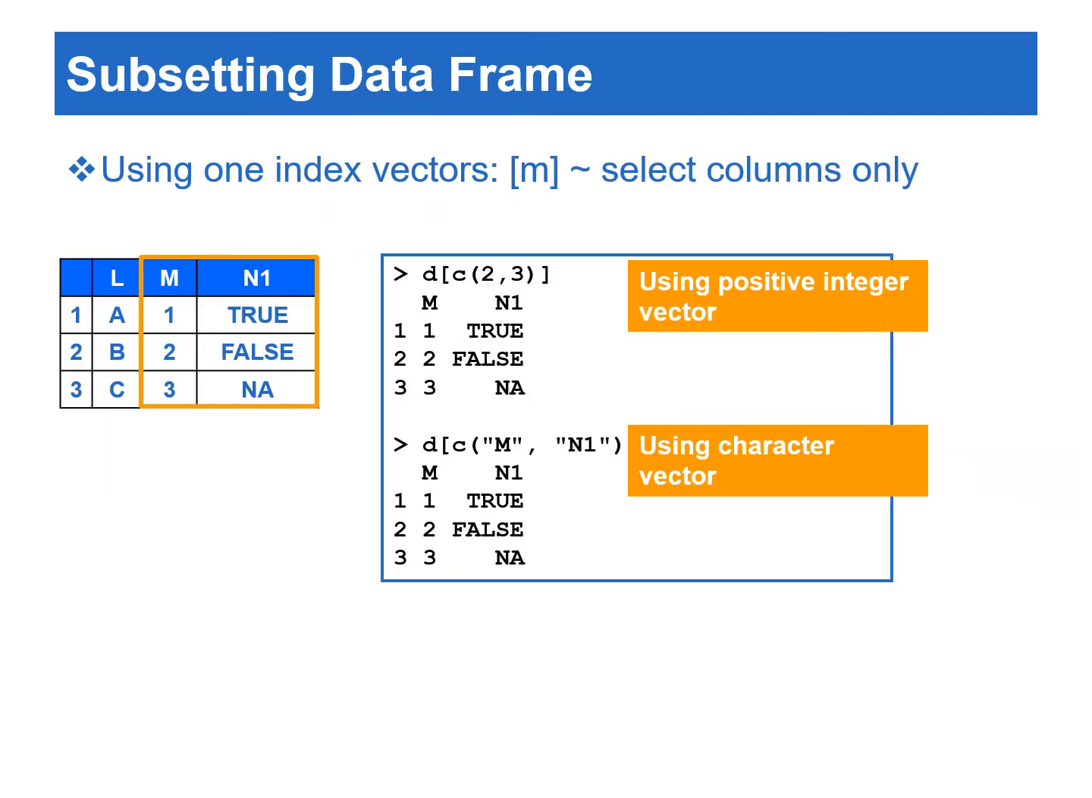Instead of placing 2 index vectors at 2 positions, we can also use 1 index to select components from a data frame. Recall that a data frame is a special case of a list. If we only enclose 1 index vector within the square bracket, it behaves like subsetting a list. In this situation, we cannot select rows from a data frame. We can only select columns or variables.